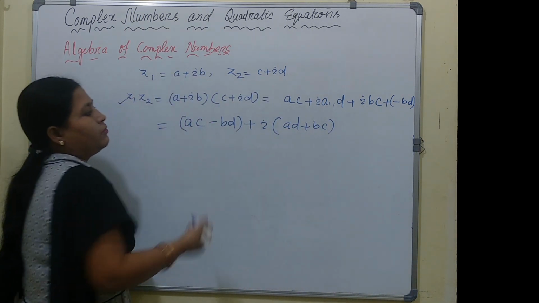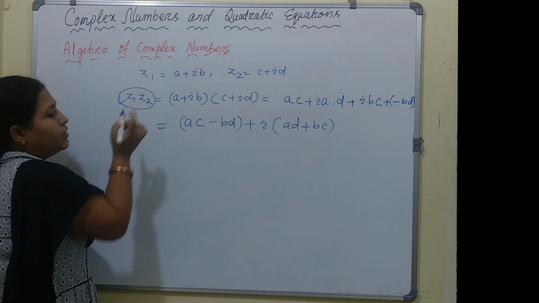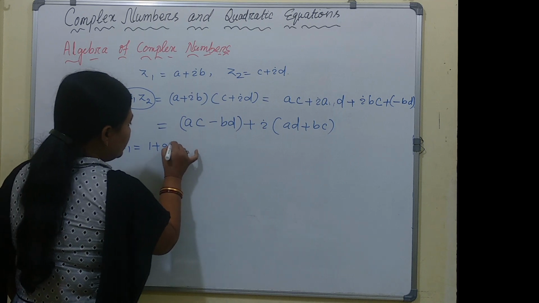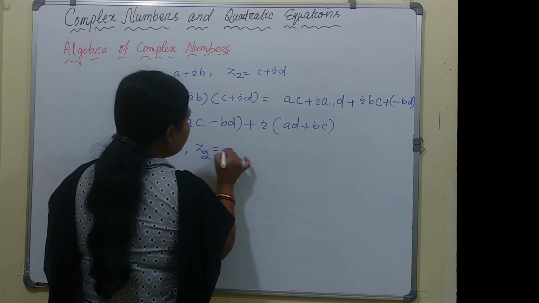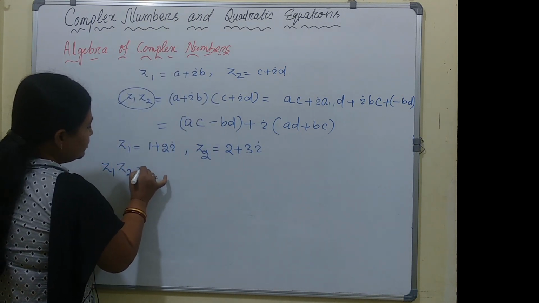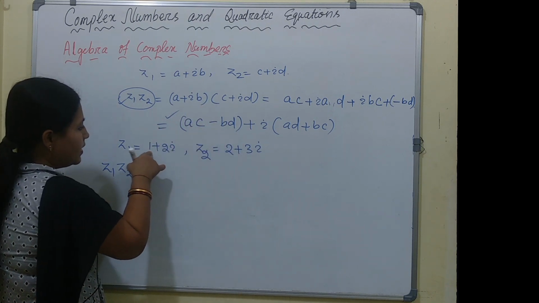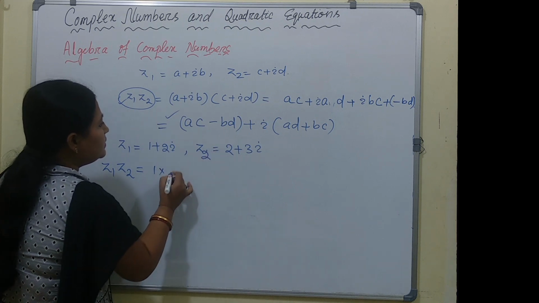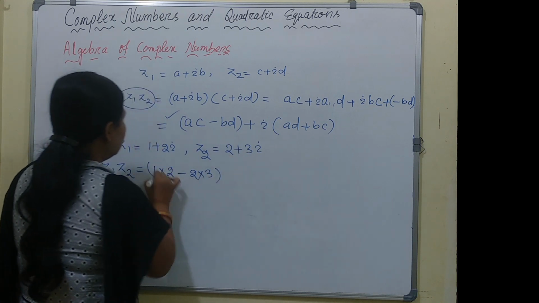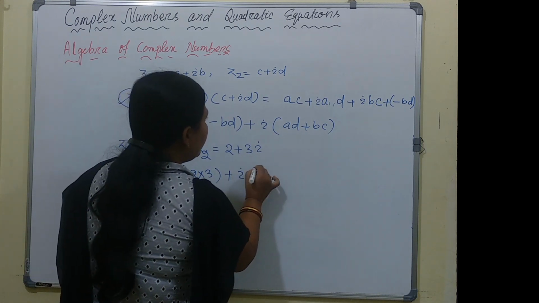Now let us get the product of two complex numbers, that is z1 into z2. For example, if z1 is equal to 1 plus 2i and z2 is equal to 2 plus 3i, we get z1 into z2. Simply we will take this formula, ac minus bd. a is 1, c is 2, minus b is 2 into d is 3. So ac minus bd is the real part of z1 into z2, plus i whole into ad.